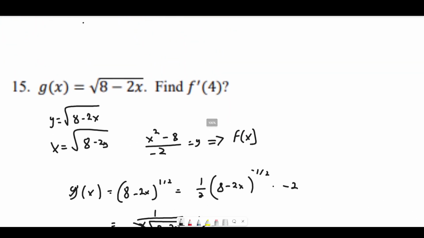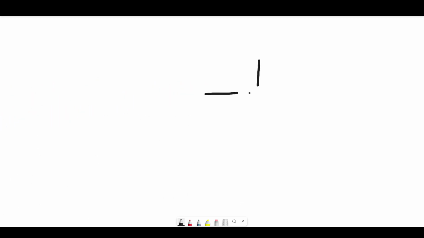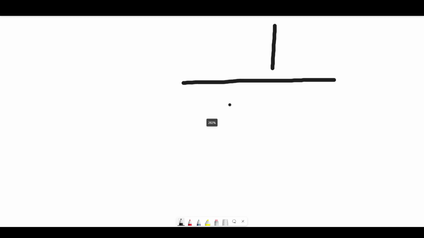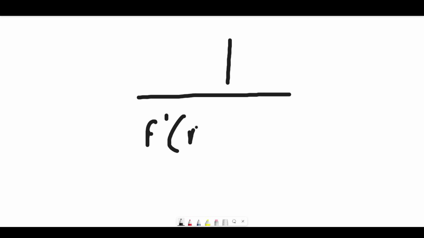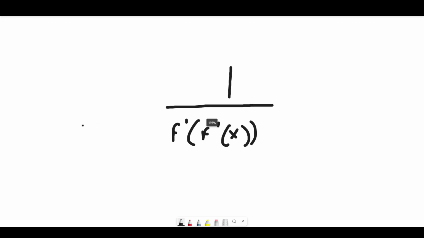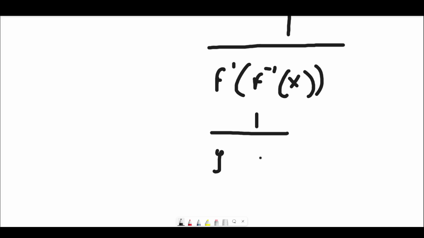So it wants us to find f prime 4. And if we remember from our rules, the derivative of an inverse function is just f prime of the inverse of that main function. So we're just applying that rule here. In this case, it's just going to be 1 over g prime of the inverse, which is this f of x, or the main function.